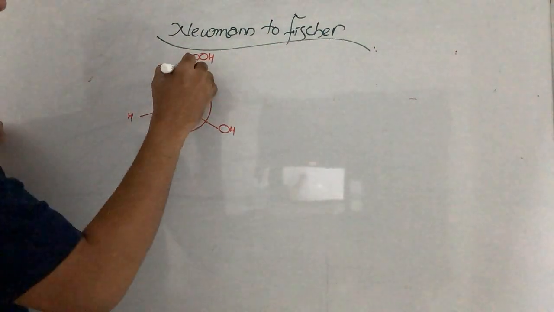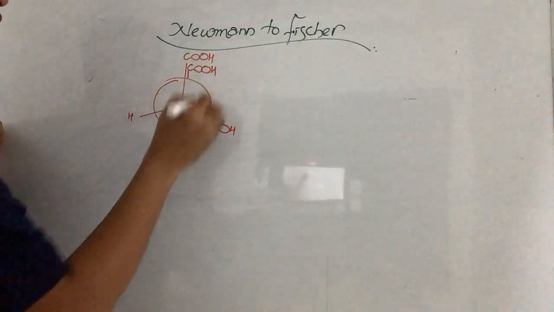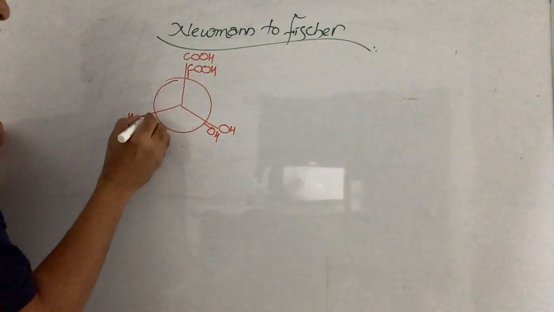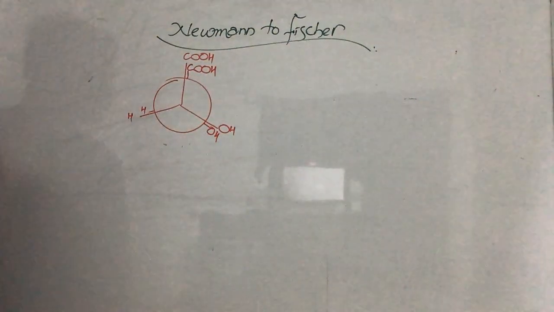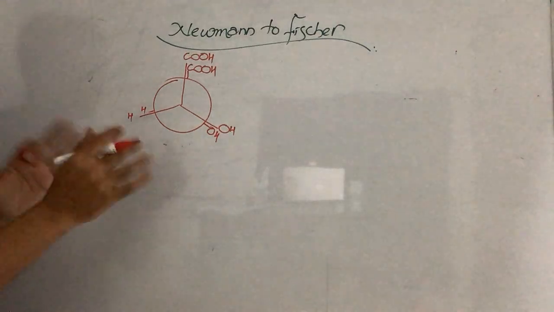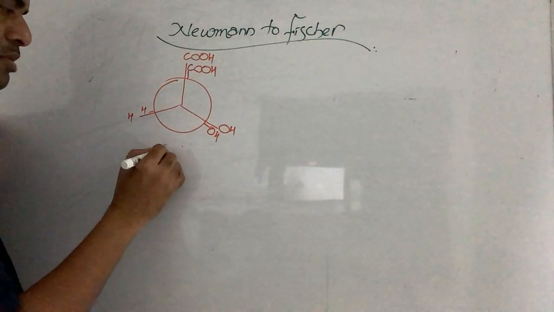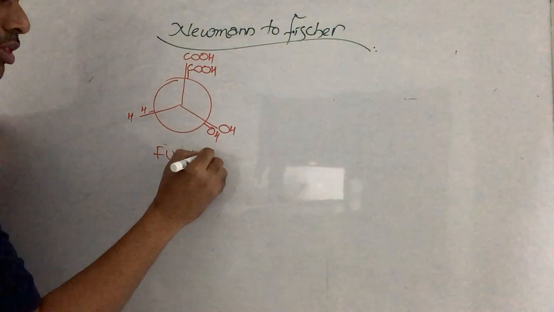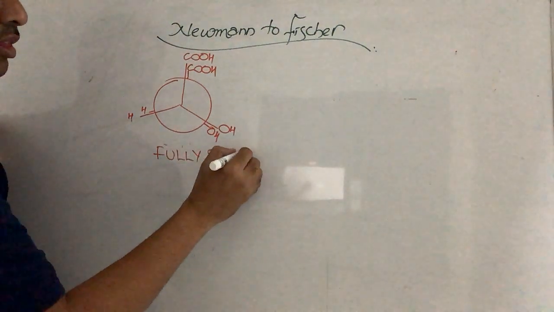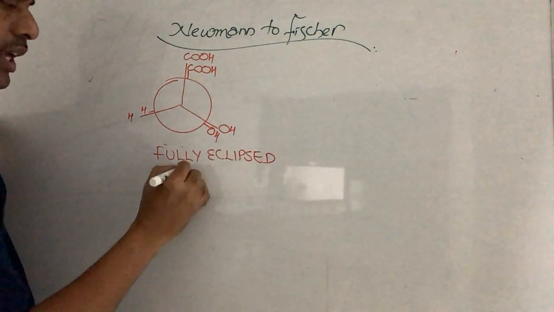On that carbon, again one COOH group is here, one OH is here, one hydrogen is here. Okay, this form is the fully eclipsed form. Fully eclipsed form.